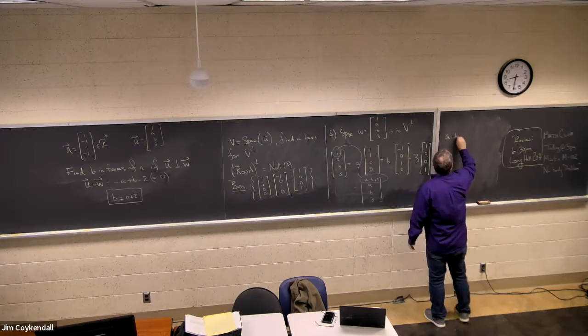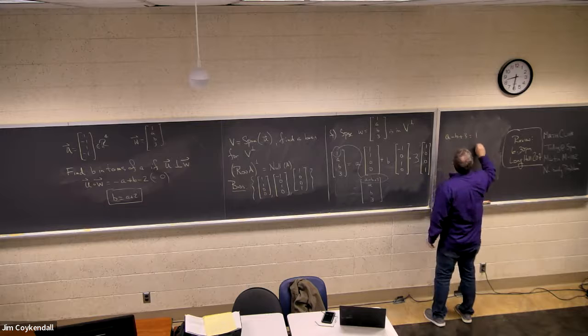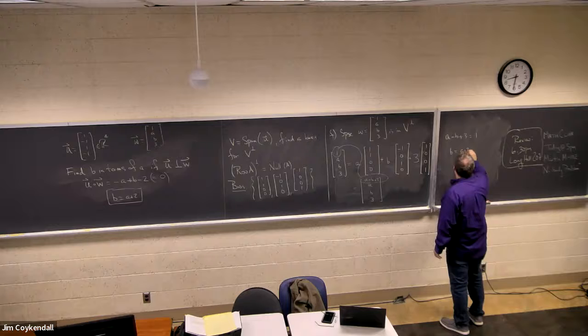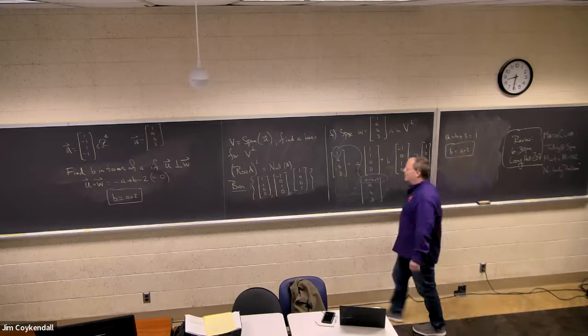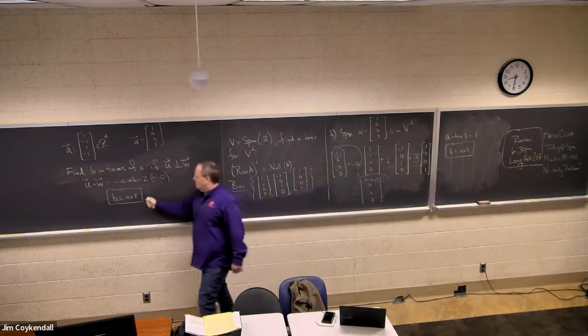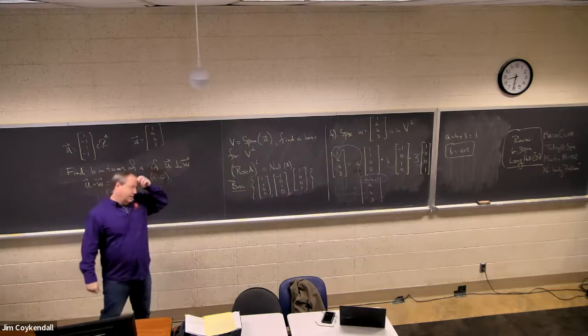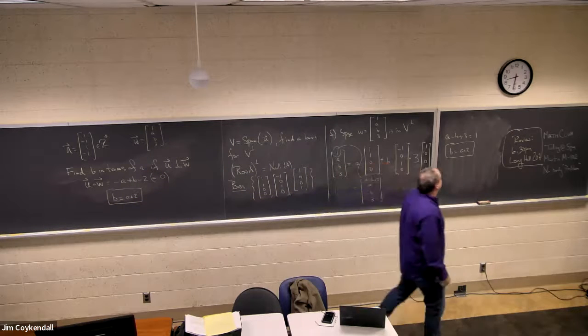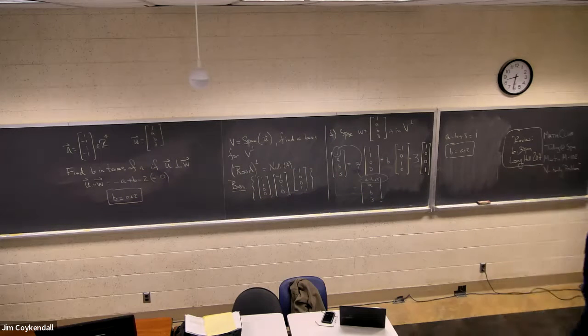A minus B plus 3 is equal to 1. And solving this for B, I get B equals A plus 3, which is exactly what I got. So it's all coming together. It's tying together. Any questions?